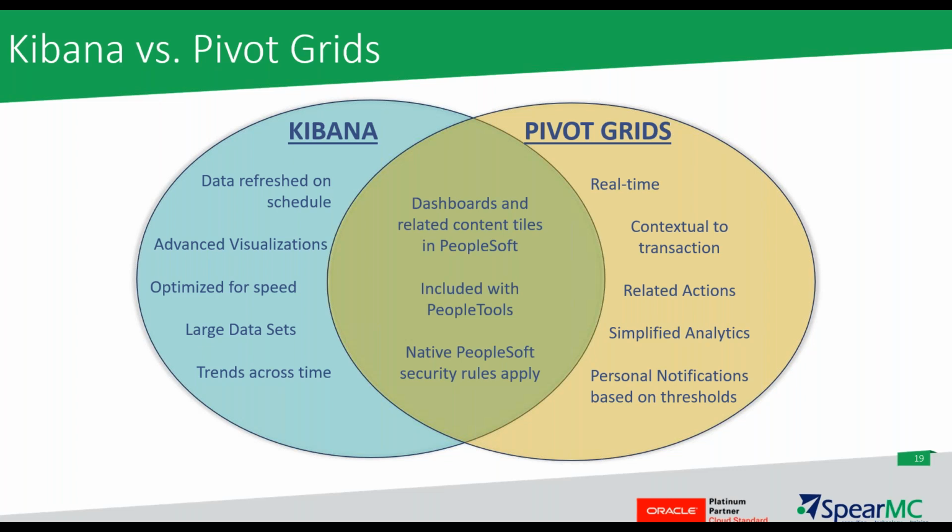It's contextual. Pivot grids are contextual to transactions, so that can be really important in decision support. You can use simplified analytics, so the end user can really control a lot of things. And then the other thing is personalized analytic notifications, which can be used in pivot grids and simplified analytics. This is where you can implement business rules and have the user notified when some important condition exists in your enterprise that needs their attention and action. So those are the biggest differences.